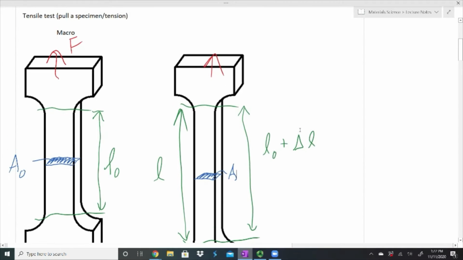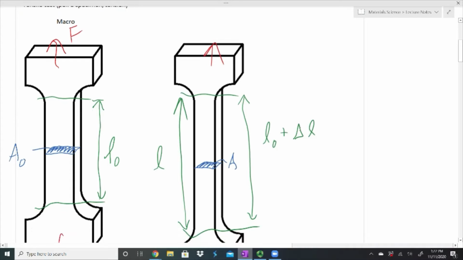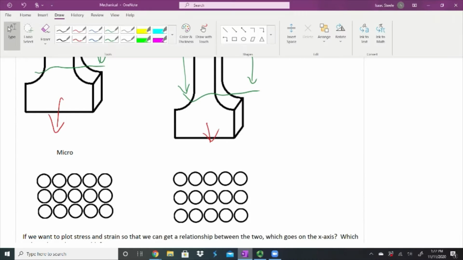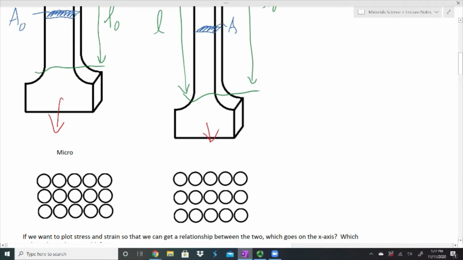What I want to do, though, is I want to say, all right, this is what we're seeing. This is the macro scale, but why don't we try to figure out what's happening on the micro scale? So when we first start pulling on our sample, we have all these atoms inside of our material, and they're all lined up. They're in our crystal structure. And they don't want to come apart because they're attached by bonds. And these bonds, a lot of times we say that bonds are like springs.